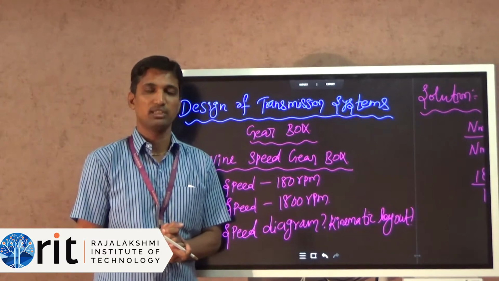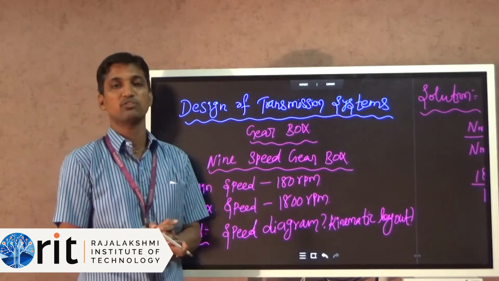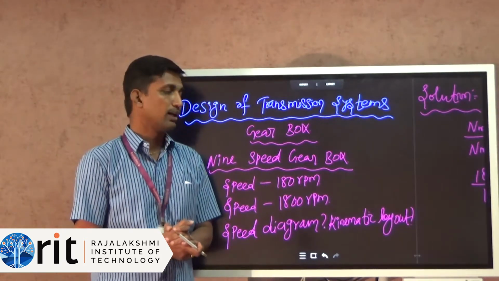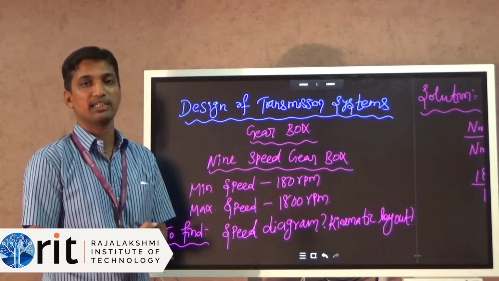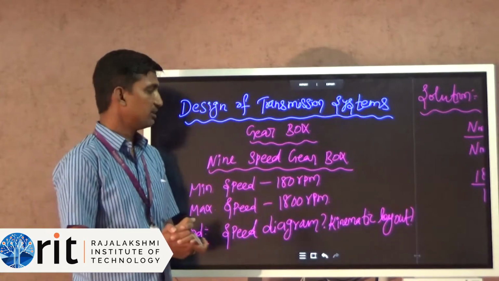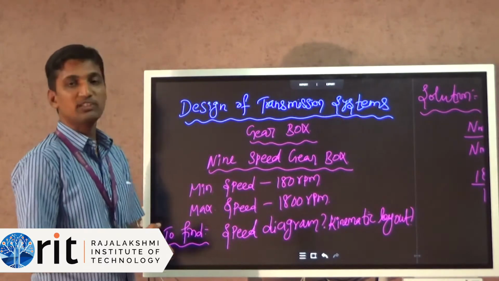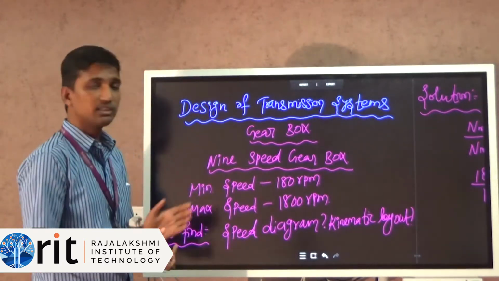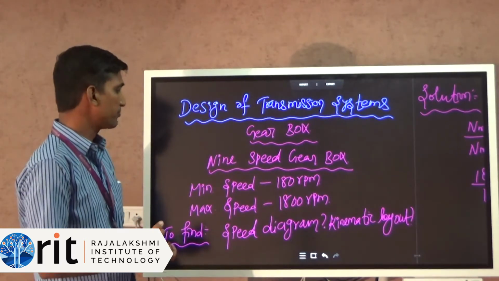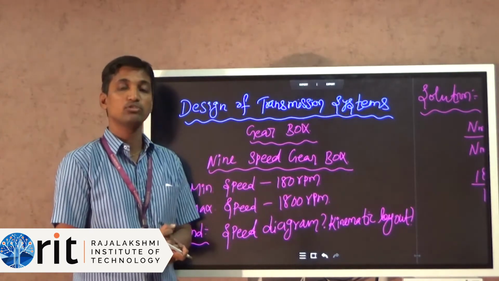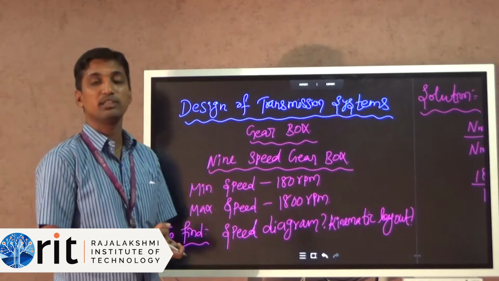What is a gearbox? The gearbox is the medium through which we can set different speeds for our automobiles. Depending upon the vehicle, we can have different numbers of gearboxes and speeds. Here I am going to teach you about the 9-speed gearbox. In that problem, the minimum speed is given as 180 rpm and the maximum speed is given as 1800 rpm. These are the two parameters given in that problem.